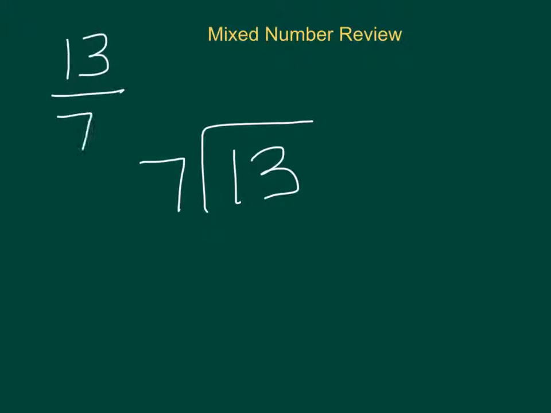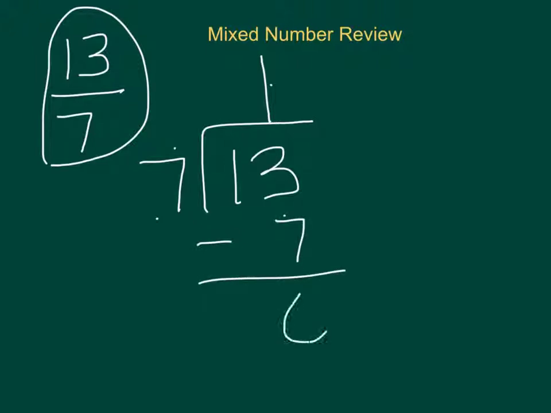The other way to look at that is to think about division. If I have 13 divided by 7, remember we're looking at 13/7 as our improper fraction. 7 can go into 13 one time. 7 times 1 is 7.